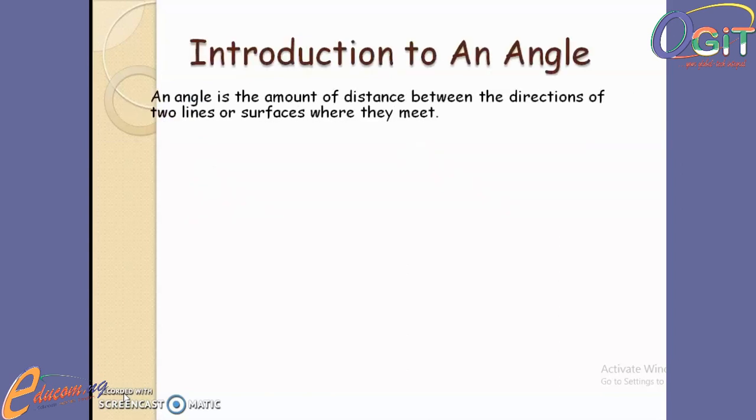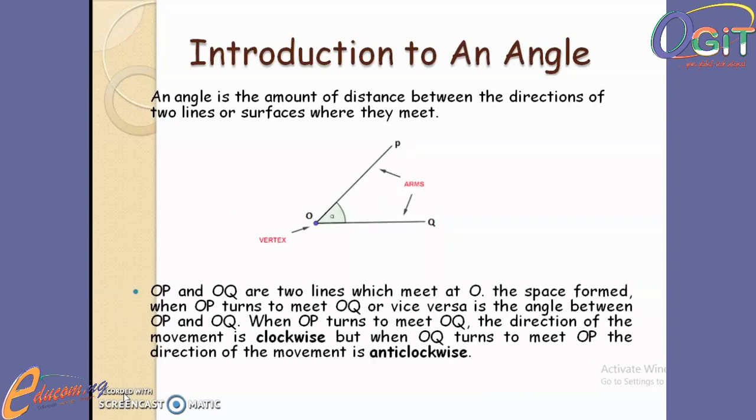Introduction to an angle. An angle is the amount of distance between the directions of two lines or surfaces where they meet. In this diagram, OP and OQ are two lines which meet at O. The space formed when OP turns to meet OQ or vice versa is the angle between OP and OQ.